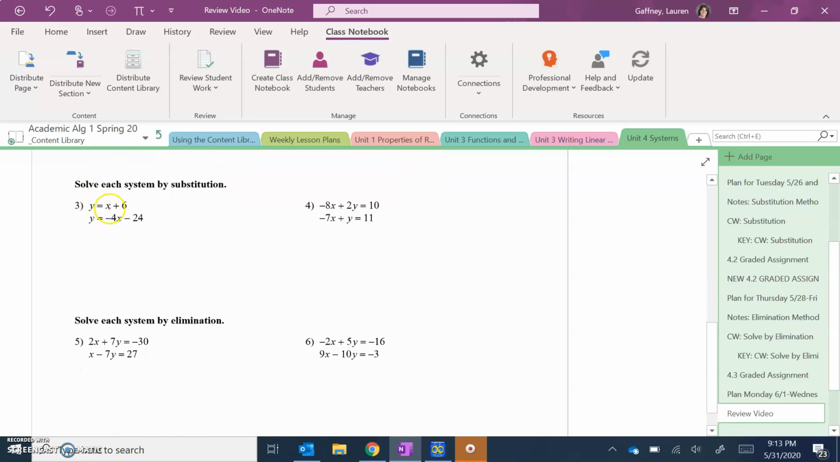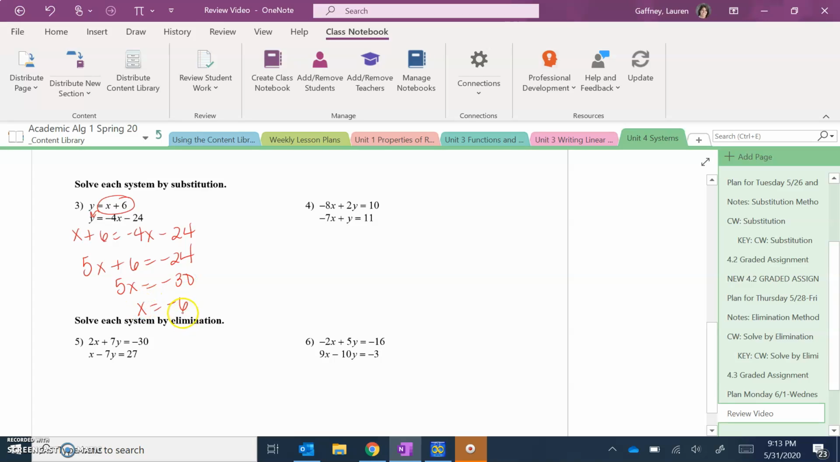So these are both solved for y already, so I can literally take this one and substitute it in for y in the bottom one. From here now, I have an equation with just one variable, so let's solve for x. So I'm going to add 4x over. I'm going to subtract 6x, and then divide by 5.